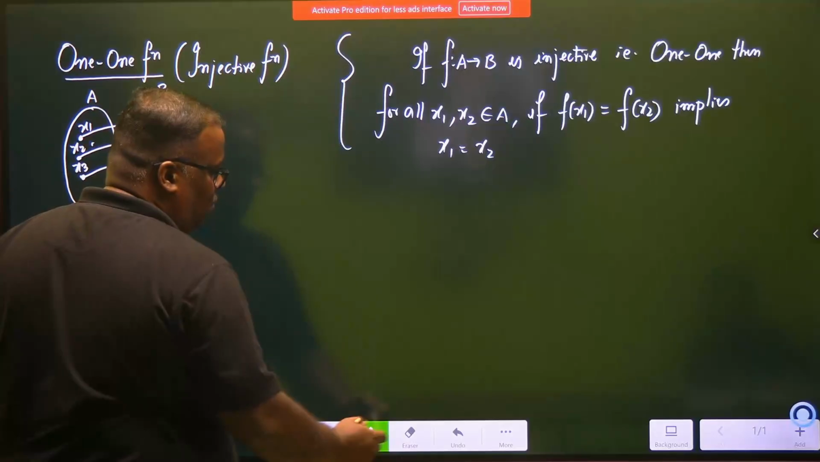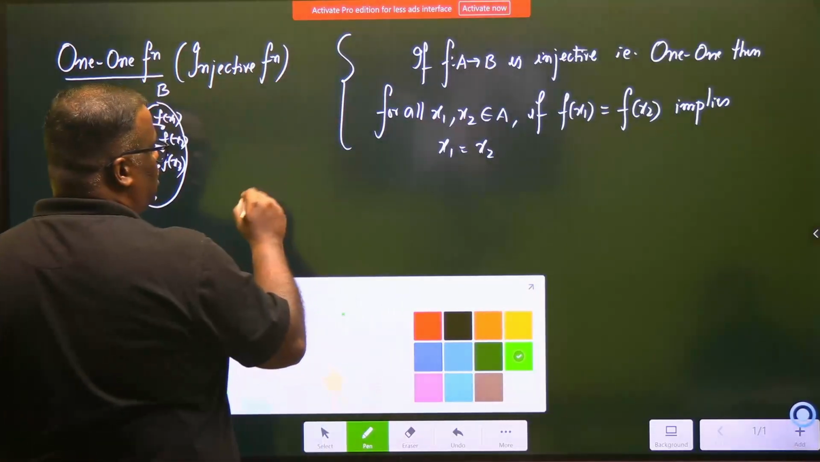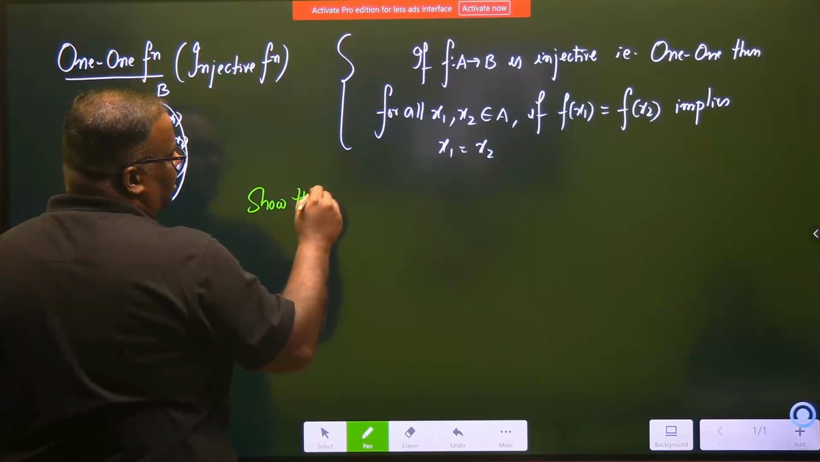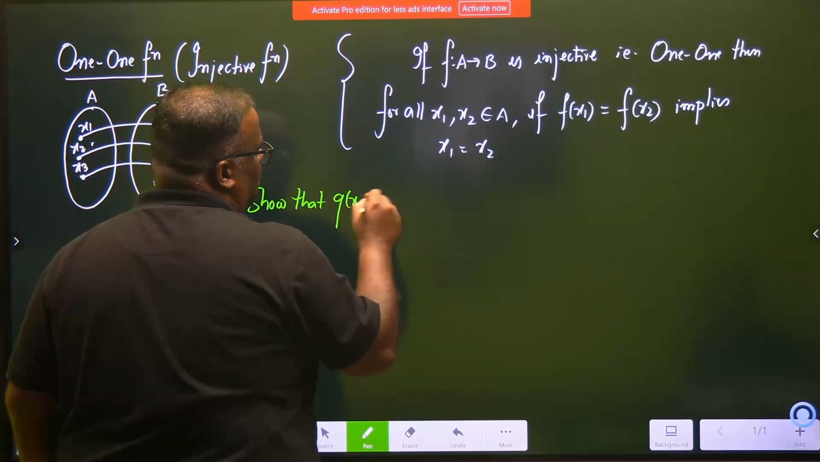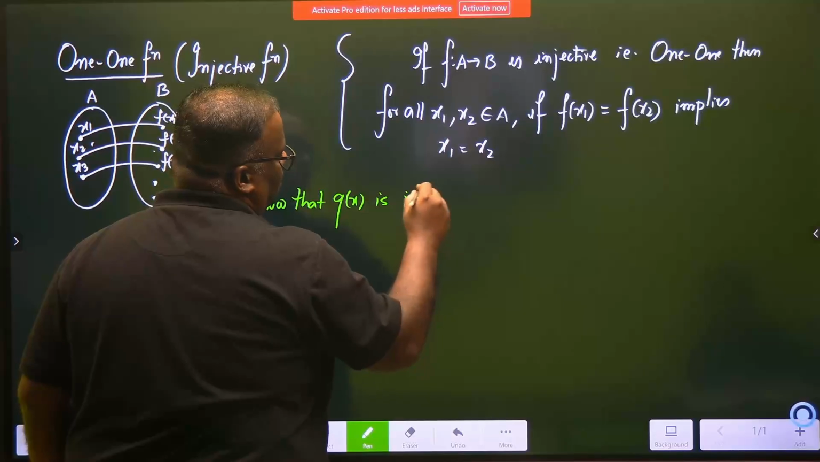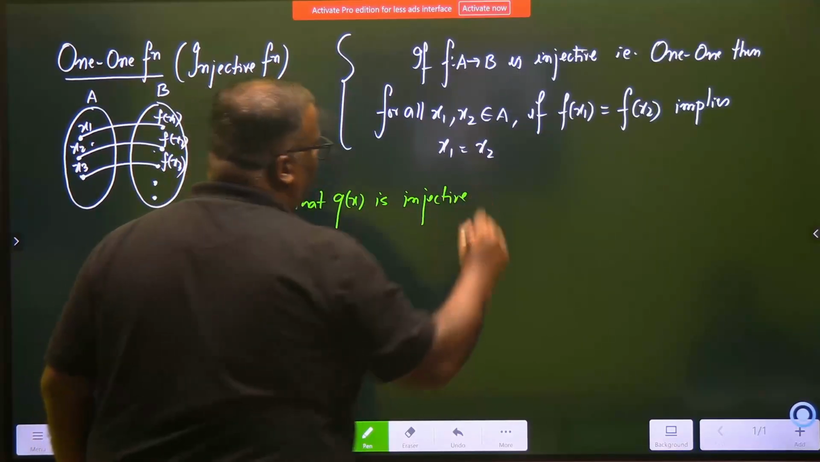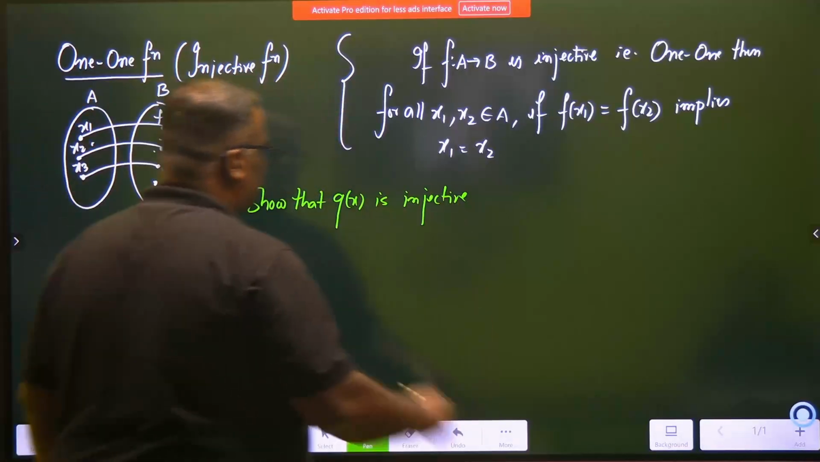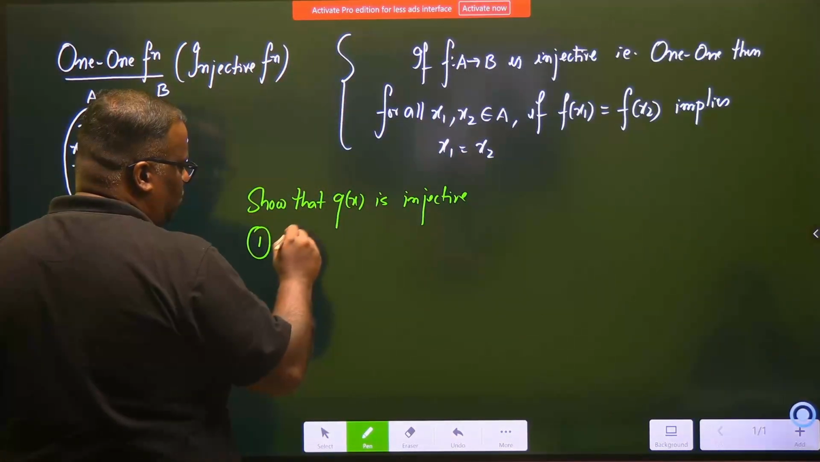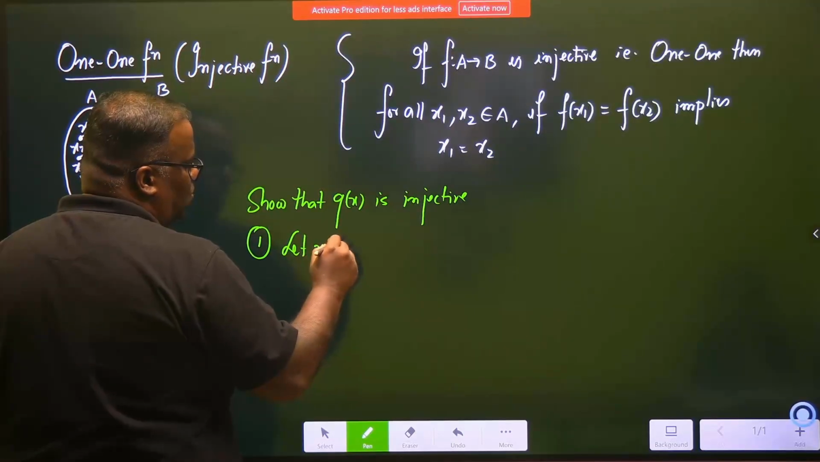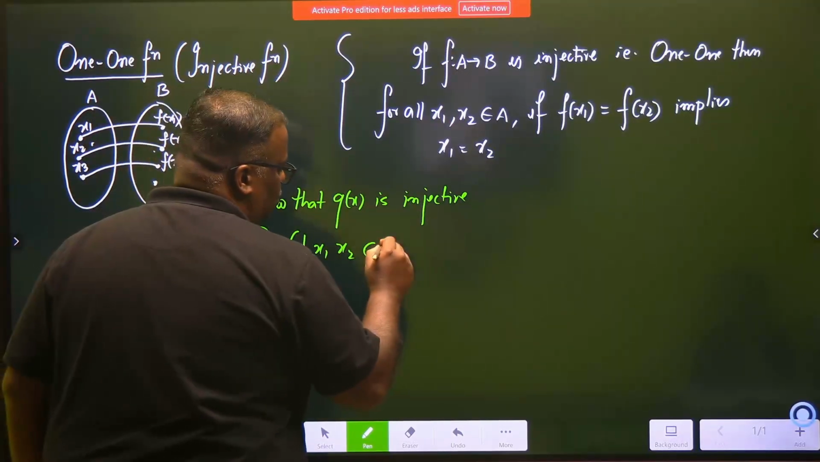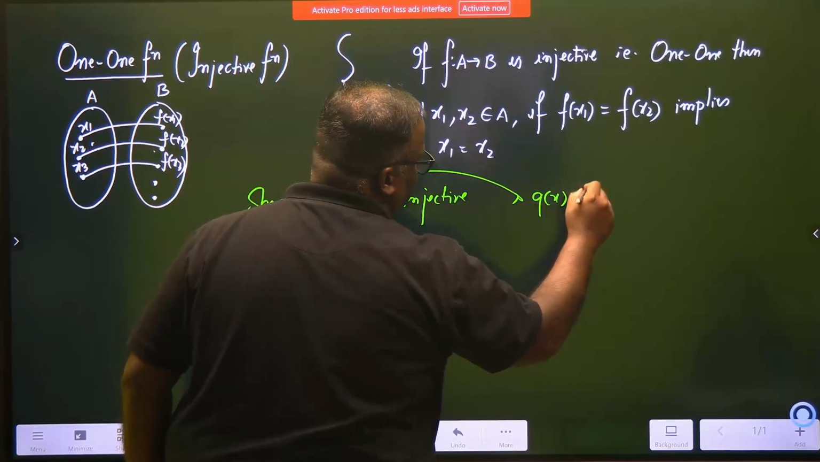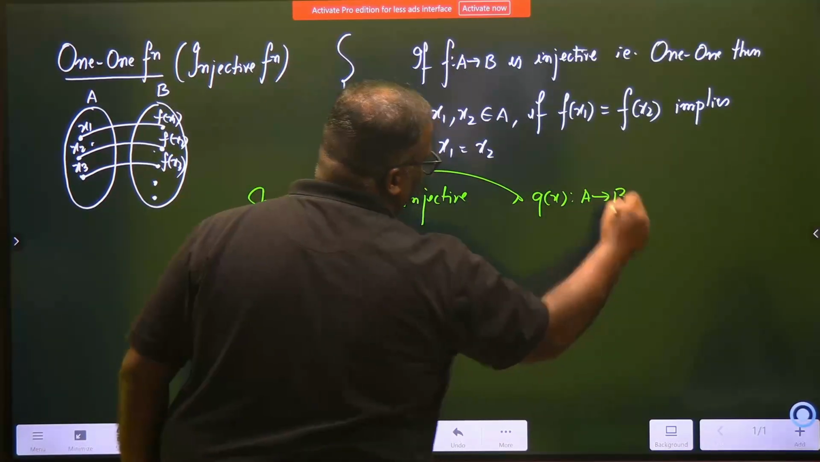And this is the criteria that we will be using to solve any problem. So the question that we will get will be something like this: show that some function, say g(x), is injective. Okay, we'll do problems a little bit at a higher grade than your book, then it will become easy. We will have two steps in that. We will say let x1 and x2 belong to A, and this function g(x) will be given to you, such that it maps from A to B.